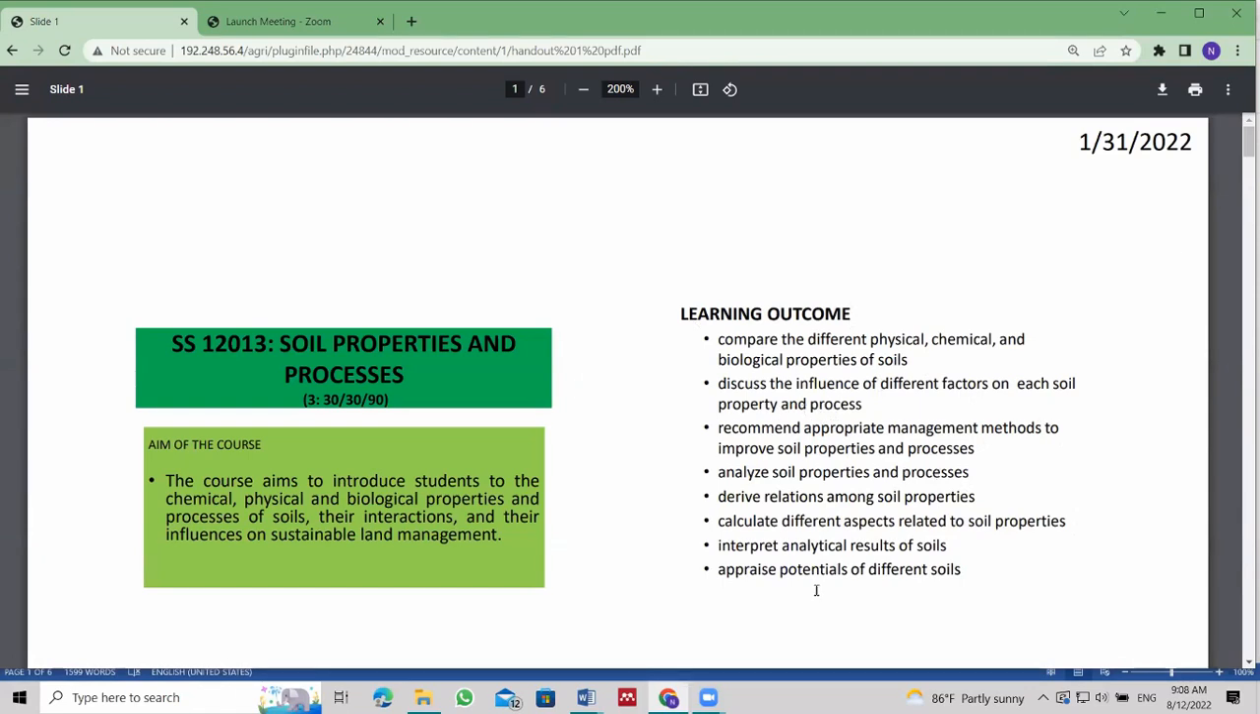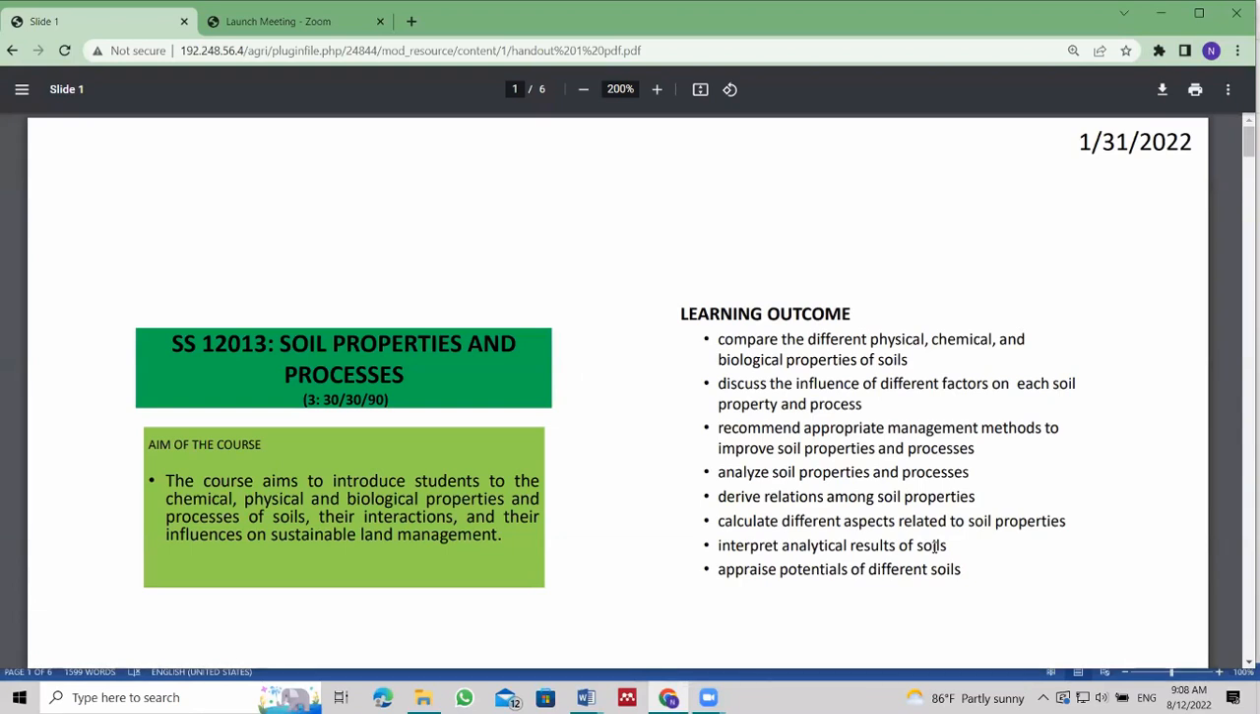Then calculate different aspects related to soil properties. So if you are given a few properties, you should be able to derive other properties. Then interpret analytical results of soils. That is mostly related to practical. So if you are given any titration value, you should be able to calculate and interpret.